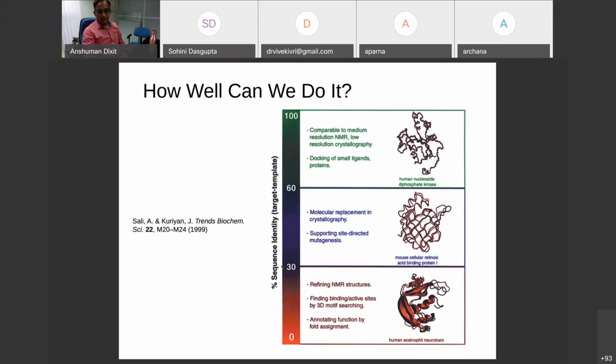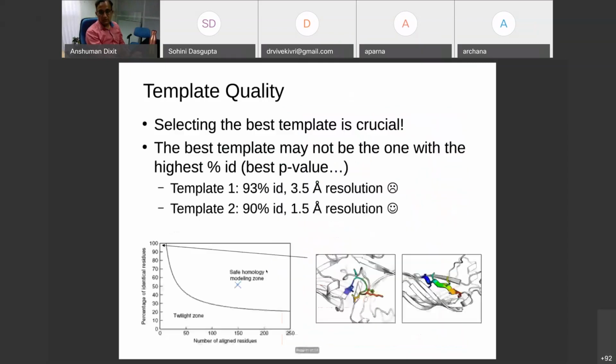However, if you are in this zone, 0 to 30%, it is a difficult zone, the low sequence identity zone. So the applications would be different. Especially you can go for refining NMR structures, or identification of active sites and so on. Also by looking at the fold, you can say what kind of function it might have. So depending upon the target sequence similarity, you can decide the kind of use of the generated homology models.